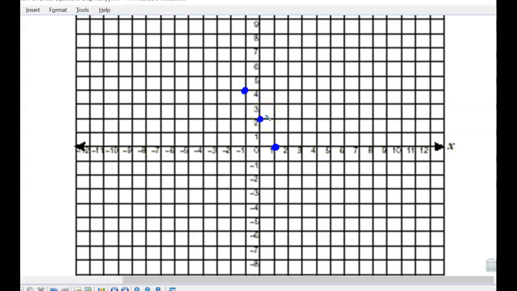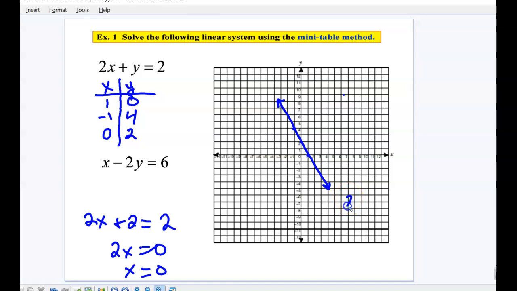So again, get out a ruler. It's very difficult on this program for me to draw a straight line, but get out your ruler and draw the best straight line that you can. And there would be the graph of the equation 2x plus y is equal to 2.